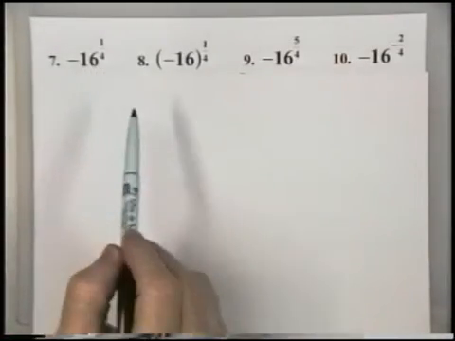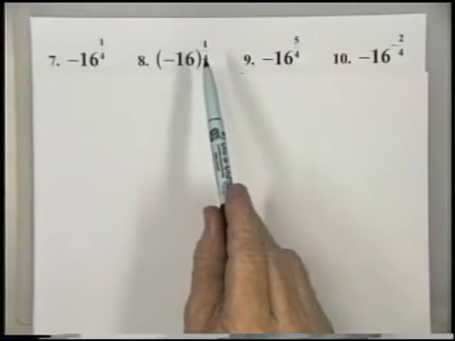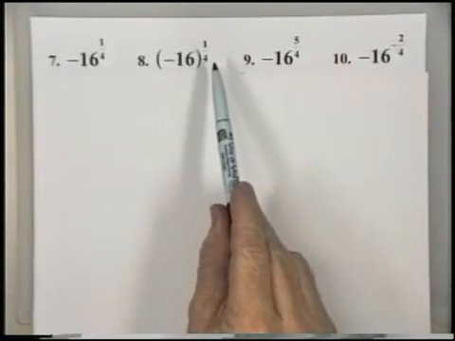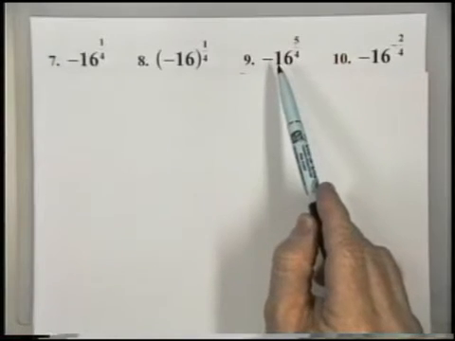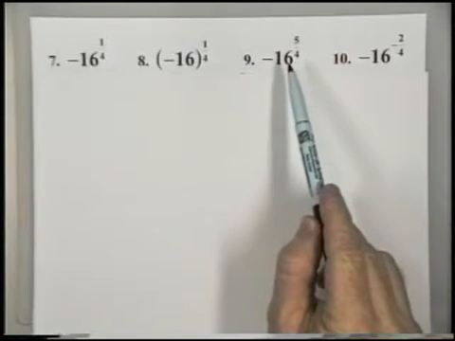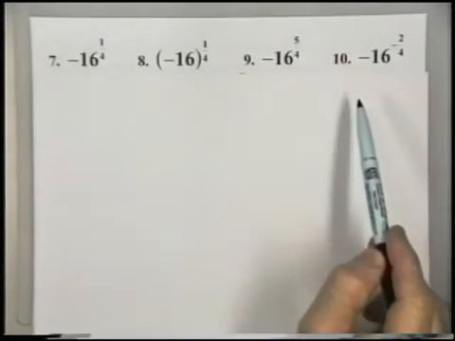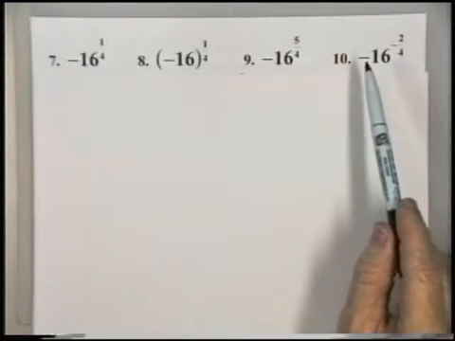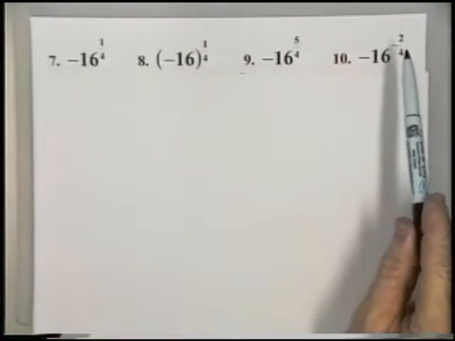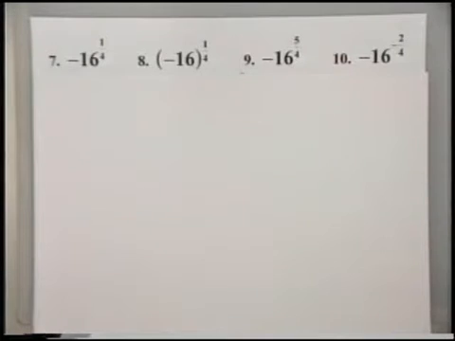In case you can't read them, that's negative 16 to the 1/4. That's the quantity negative 16 raised to the 1/4. That's a negative of 16 to the 5/4. And that's the negative of 16 to the negative 2/4. So pause the tape, try those, and then we'll continue.